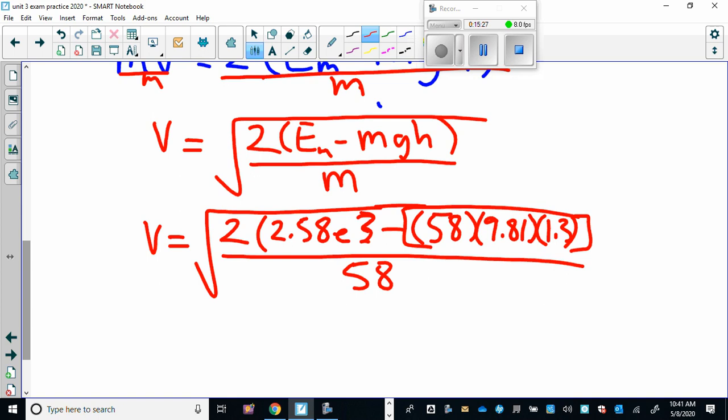Oh, what did I plug in wrong? I forgot to multiply by 2. So let's go through that again. 2.58 E3. So yeah, easy just to make a mistake on this one. Minus bracket 58 times 9.81 times 1.3 equals 1,840. Then you've got to multiply that by 2, times 2 equals 3,680, divided by 58 equals 63.45. Square root of the answer, 7.97 is the answer to this question.